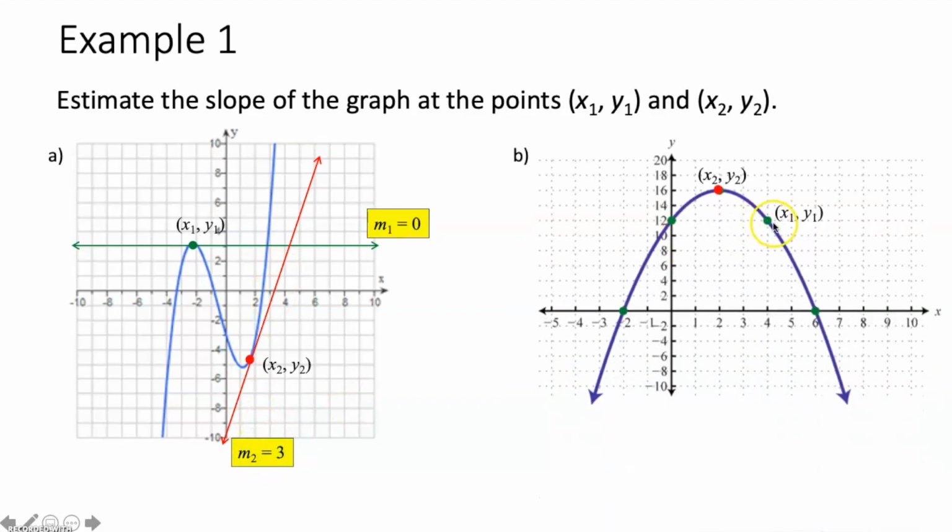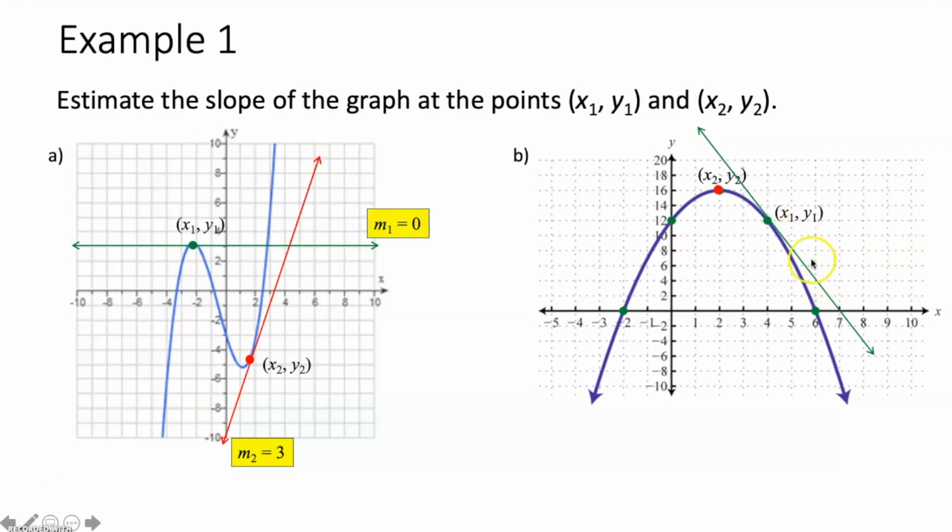Part B, we have 2 points, x sub 1 comma y sub 1 and x sub 2 comma y sub 2. Again, if we want to estimate the slope of the function at this particular point, we need to draw the tangent line to the function at that particular point. We can then calculate the slope of this line, and that's going to be equal to the slope of the function at this particular point. So again, to calculate the slope of a line, we need 2 points. So how about (4, 12), this point, and then this one, (6, 4).